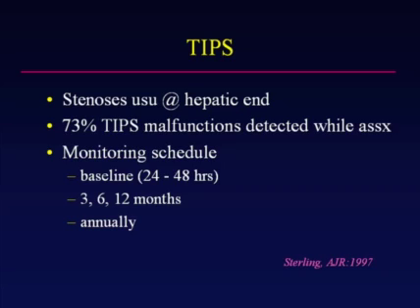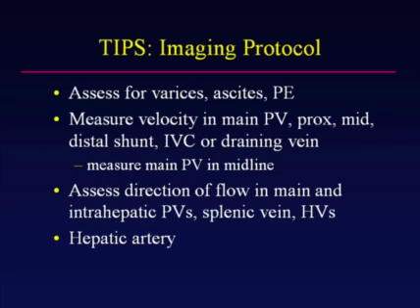So it is recommended that patients be placed on a monitoring schedule, that they get a baseline exam within 48 hours of having the TIPS shunt placed, then at 3 months, 6 months, and 12 months, and annually following that. Because you want to identify the stenosis when it's asymptomatic and relatively minimal, and before occlusion occurs, because it is much easier to fix a stenosis than it is to fix an occlusion.